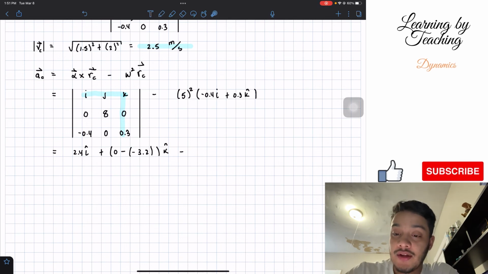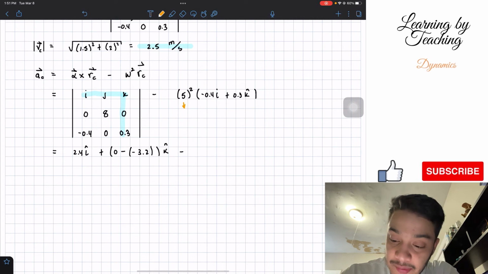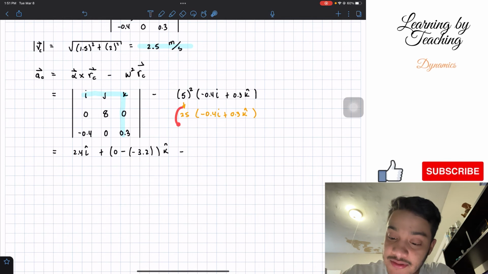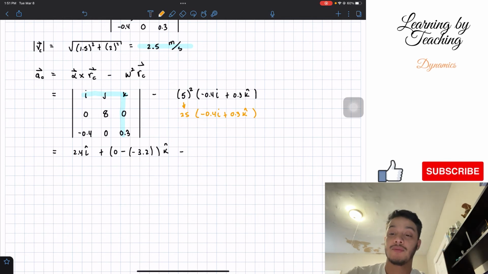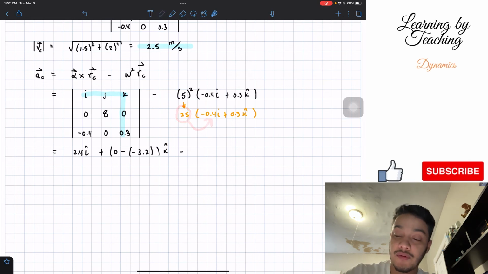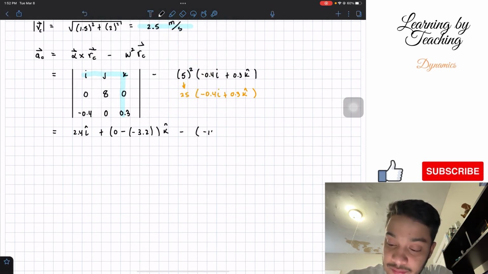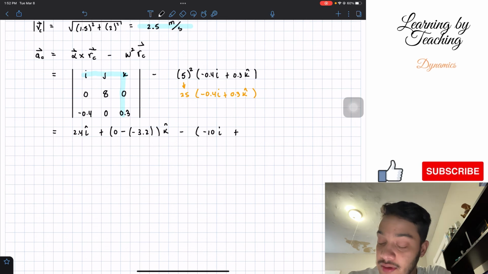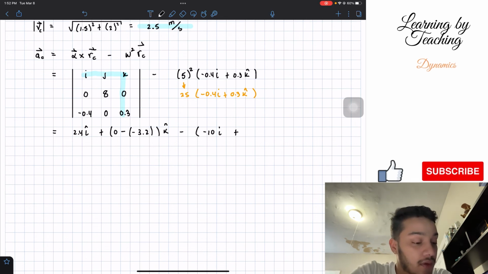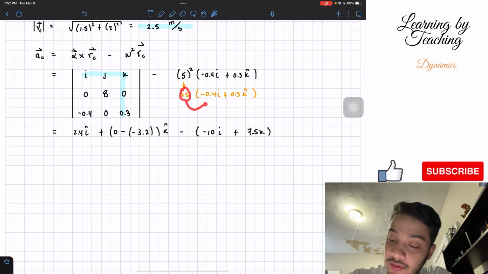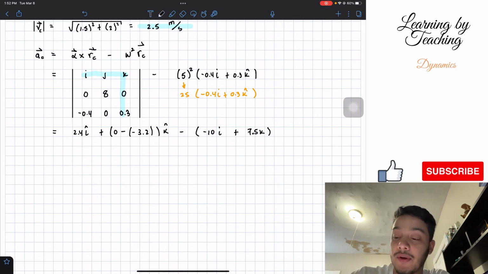minus, and just to oversimplify this, I'm gonna do like a mini step in here inside. Well, 5 squared is 25. And we're multiplying it by this vector. So basically we have a scalar, meaning the 25 scalar, multiplied by a vector. So it's just a simple multiplication. So we got 25 multiplied by negative 0.4. That will give me negative 10. So we open a parenthesis, do not confuse with signs, negative 10 in the I direction, plus 25 times 0.3 will give me a total of 7.5 in the k direction, okay? So again, all I did was multiplying this 25 times this negative 0.4 times this 0.3.